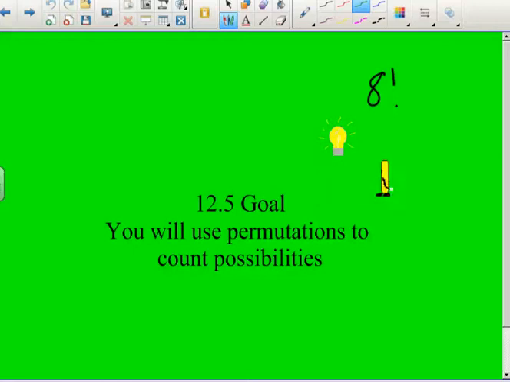In this video, I want to show you how to use permutations to count possibilities. This will help you with the 12.5 objective for your Khan Academy assignment.